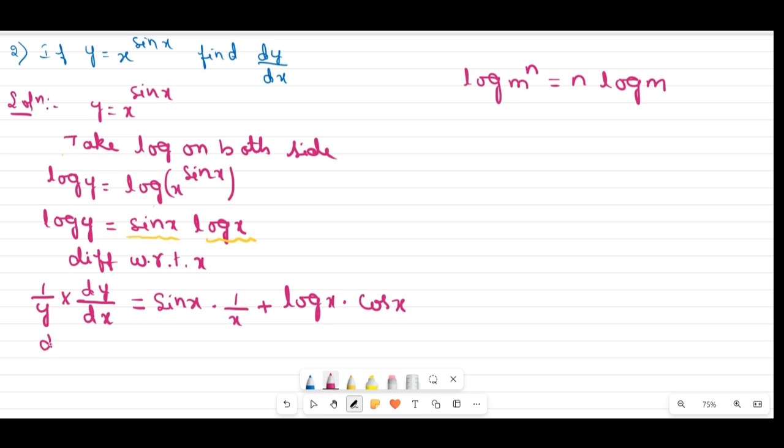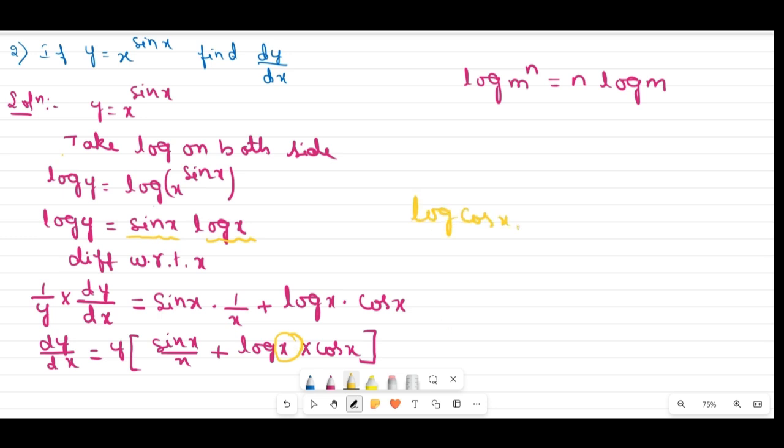Finally, we want dy by dx. I will take this y to the right hand side. dy by dx is equal to y into sin x by x plus log x into cos x. Observe this properly, this is very important. The major mistake you will make in the examination is leaving out this x. If you just write log of cos x, it becomes a big mistake and you won't get full marks. So please don't forget to write this x. Log x is there, so you should write log x into cos x.